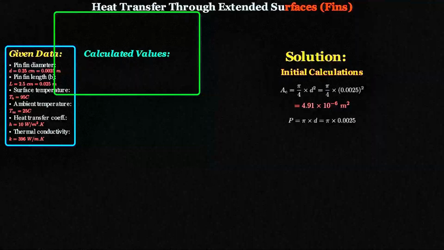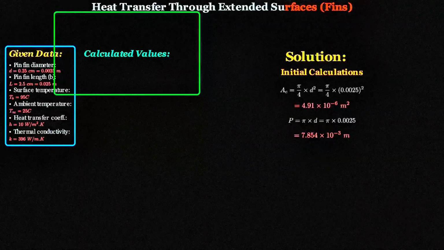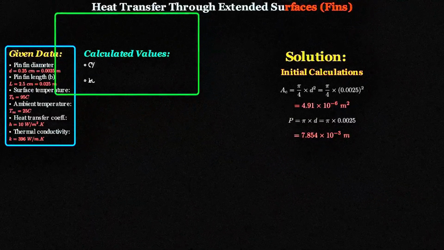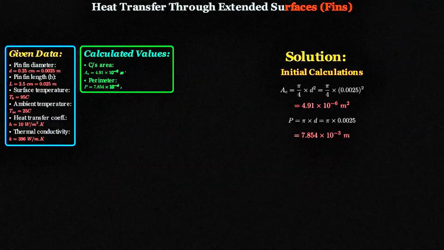Next, we calculate the perimeter of the fin. For a circular cross-section, the perimeter is P equals pi times d. Substituting, P equals pi times 0.0025. This equals 7.854 times 10 to the negative 3 meters. We'll add this to our calculated values as well.